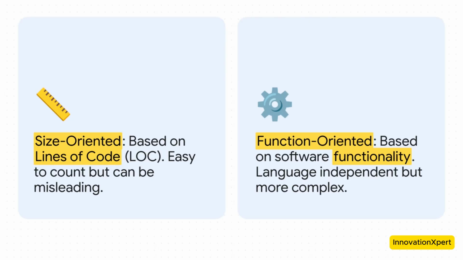The first way is size-oriented, and it's usually based on lines of code, or LOC. It's super easy to count, but it's also kind of flawed. 100 lines of a modern language like Python could do the same work as 1,000 lines of something older. The other way is function-oriented, which tries to measure the actual functionality the software delivers to the user. This is a much fairer comparison, but yeah, it's a lot harder to calculate.